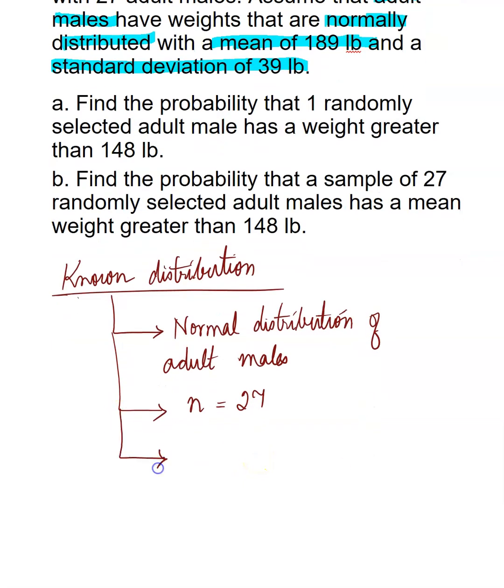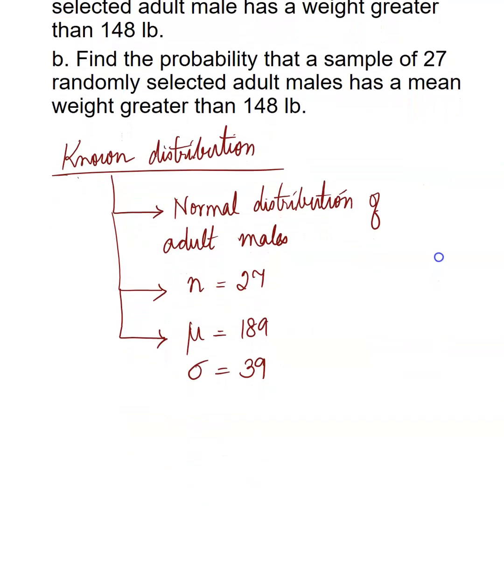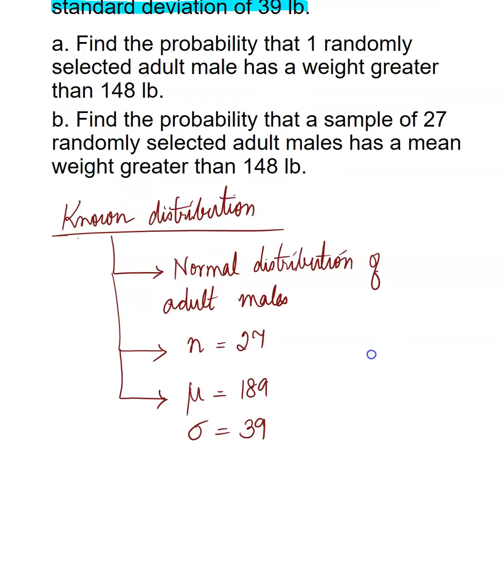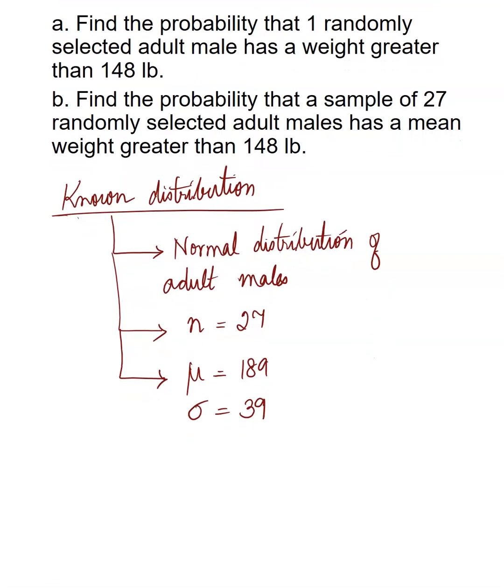Otherwise, we would be worried. Okay. So n equals 27 is fine. Mu is given to be 189 pounds, and sigma is given to be 39 pounds. We have these things given to us. Now, we need to answer part A. Okay. So we got all the details we have.